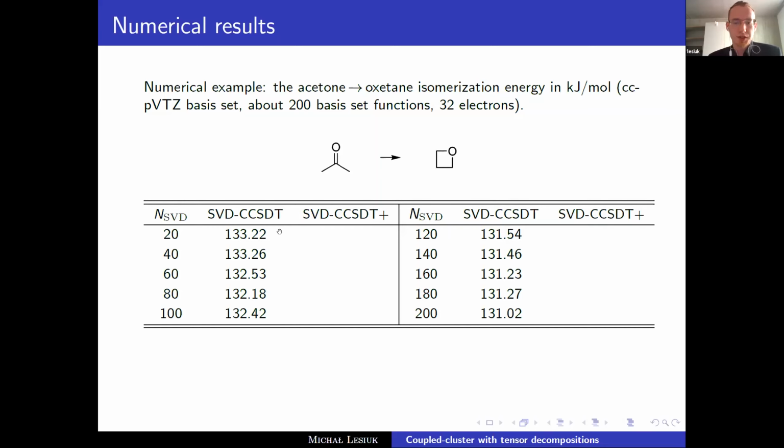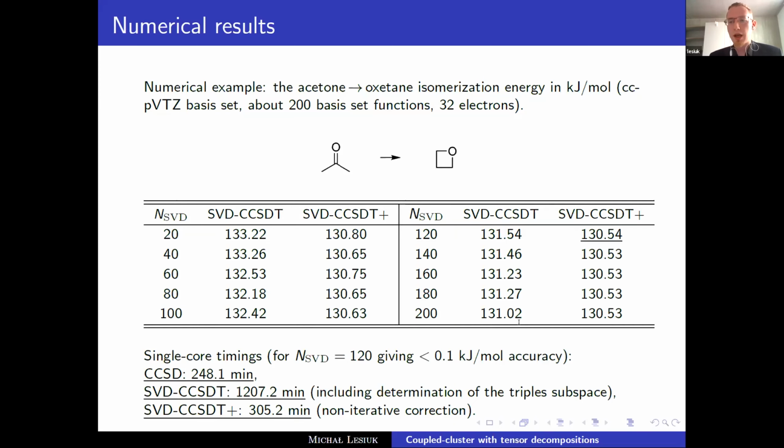And if you follow the numbers, you see that SVD CCSDT is converging somewhere, but you would still need to go a step or two above to fully converge it, to be sure that this last number is stable with the size of the SVD subspace. But as I said before, it will be difficult to get beyond 0.1, 0.2, 0.3 kilojoule per mole. It will start to oscillate slowly. So now I will add the results of SVD CCSDT plus. After adding this non-iterative correction that accounts for the missing triples, if we look back to the table, the results stabilize much more quickly, and already with this SVD subspace of 120 or so, you obtain a result that is probably more accurate than 0.1 kilojoule per mole.